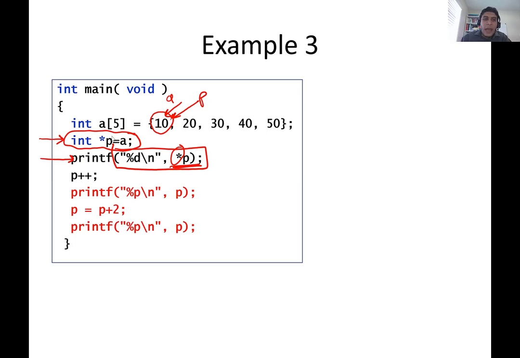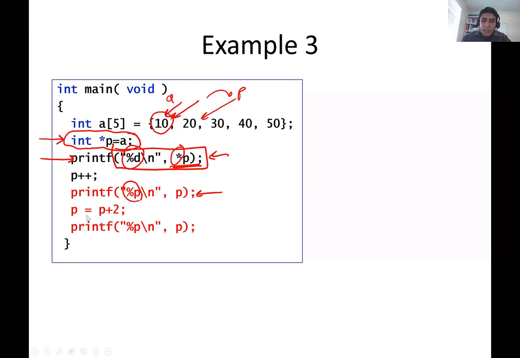Okay? Now, if I increase B by 1, B plus plus, first of all, if I try to print this one, what is the difference between this printing and this printing? Here I'm printing a decimal, but here I'm printing a pointer type, which is an address, right? And these two are different. So here you would get the address of this one because you moved B here, right? By doing the increment.